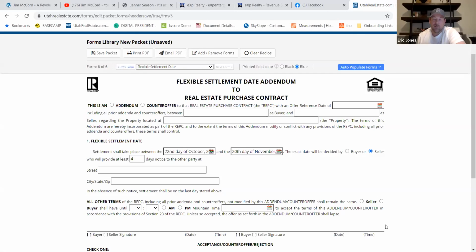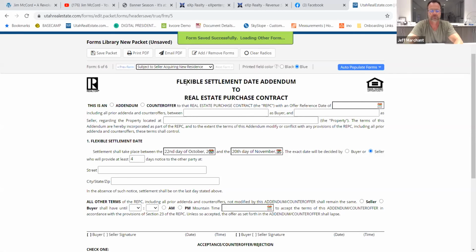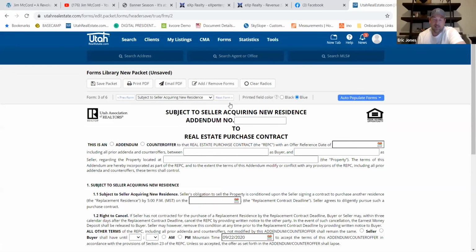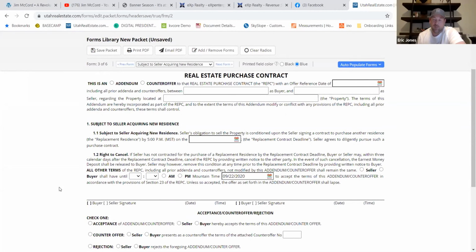Yep. I will make one other point on that form that neither one of us likes: the subject of finding a new residence. What I hate about this form is if you don't know it's coming when you write your offer, and let's say you have a standard 32-day close and your due diligence is out maybe 15 days, and you get this coming back to you, the subject to seller acquiring a new residence is usually a couple weeks out. So now they can pull that property out from underneath you if they don't find something.